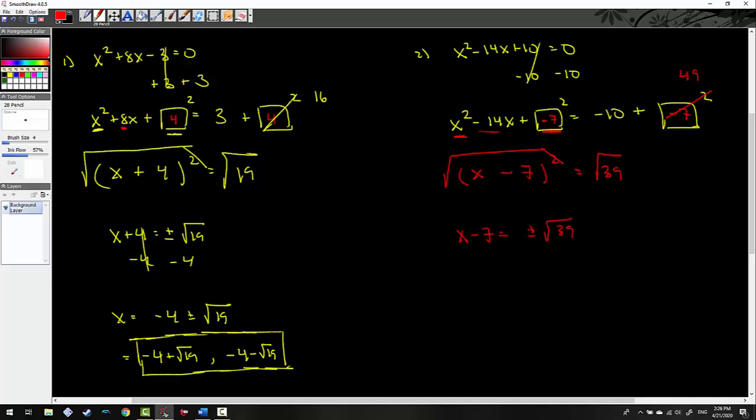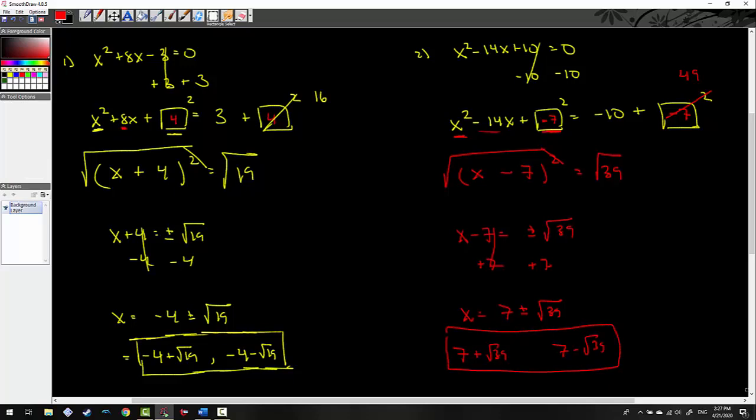There's not a whole lot that can break this thing down, so we're not going to. So I'm going to add 7 to either side. So I get x equaling 7 plus or minus root 39. And again, I'll separate that out into 7 plus root 39, 7 minus root 39. And there's our answer. So let's clean up the board, and I will come back with 2 more examples.